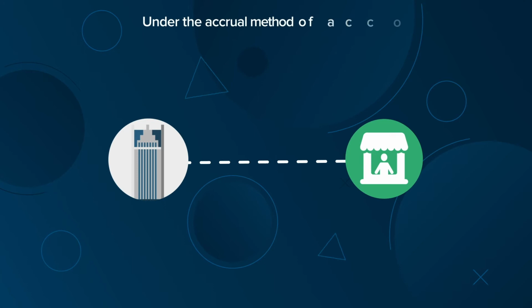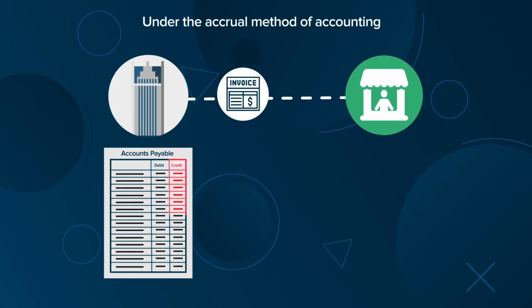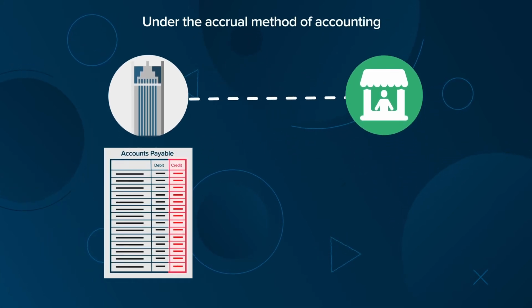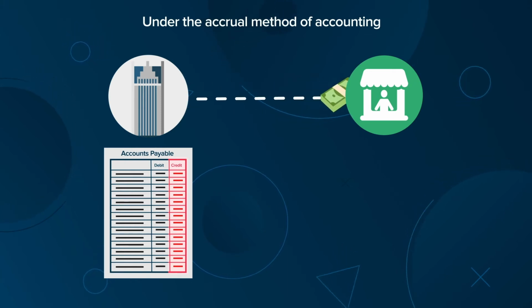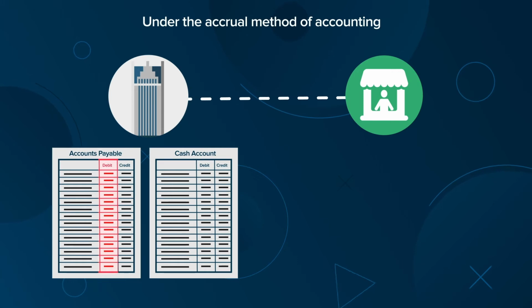Under the accrual method of accounting, an invoice is recorded as a credit under the accounts payable ledger as soon as the invoice is received. When the invoice is actually paid out, the corresponding amount from AP will be debited and the cash account will be credited.